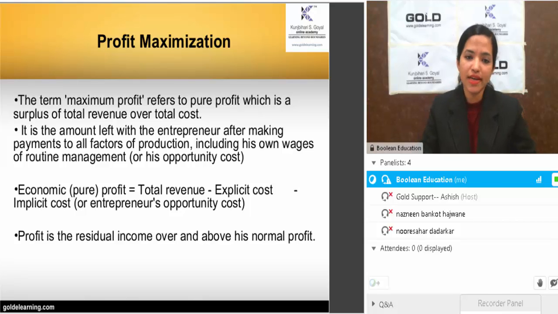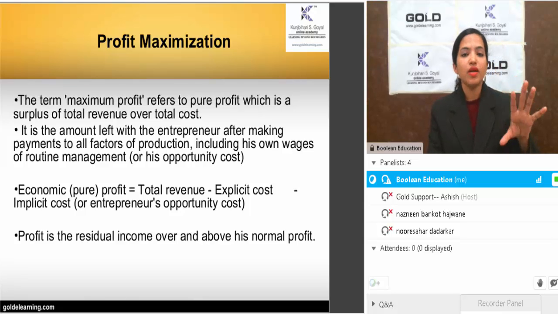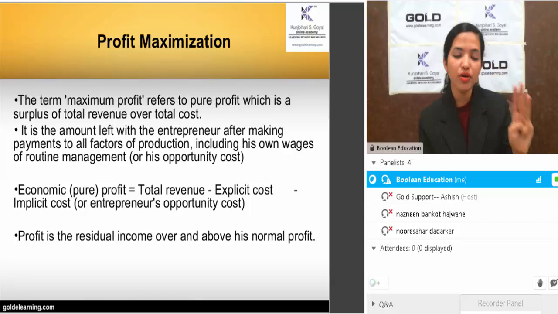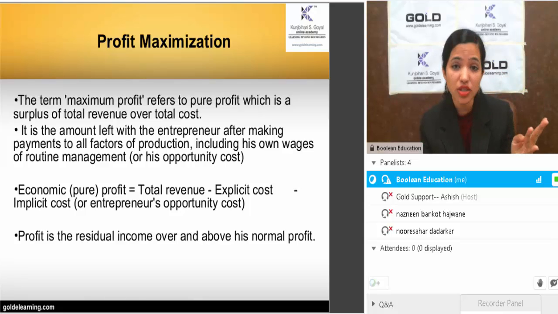It is the amount left with the entrepreneur after making payments to all factors of production, including his own wages of routine management. So, see, the cost of production also includes entrepreneur's profit. What do we mean is, inputs में सोचिए, 4 इनपुट्स हमने ब्रॉडली कंसिडर किए. लैंड, लेबर, कैपिटल, एंटरप्रेन्योर. लैंड के रिटर्न में उसको मिलेगा रेंट, लेबर को रिटर्न में वेजेस या सैलरीज मिलेगा, कैपिटल को रिटर्न में इंटरेस्ट मिलेगा और एंटरप्रेन्योर को रिटर्न में प्रॉफिट मिलेगा, राइट?